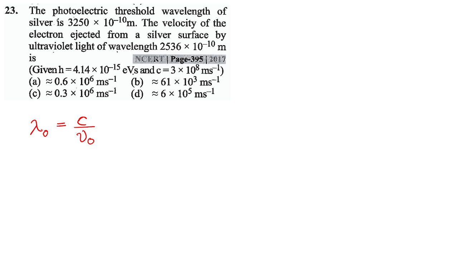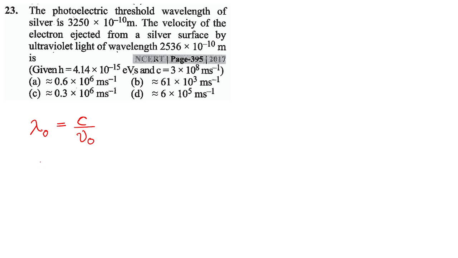Yes, sir. We know that. It's required, that's why I have written it in the beginning. Threshold wavelength is the cutoff wavelength for emission of the photoelectrons. But normally, lambda 0 equals c by mu 0. You know the reason. The velocity of the electron ejected from the silver surface by ultraviolet light of this wavelength, velocity we have to find out.